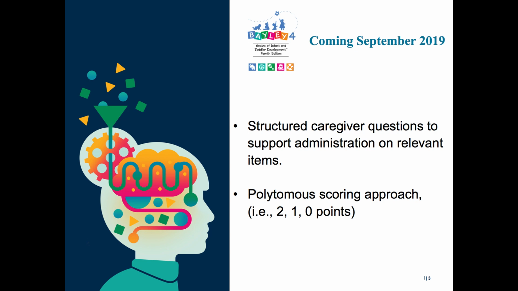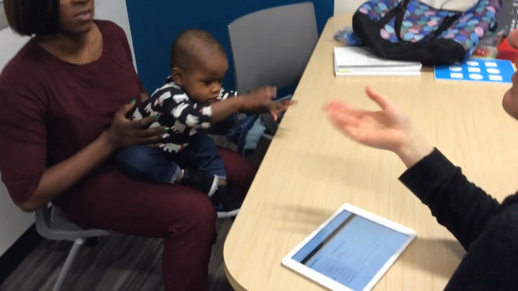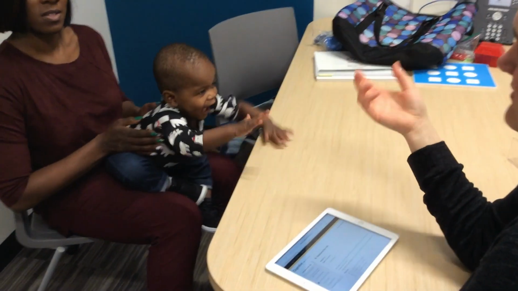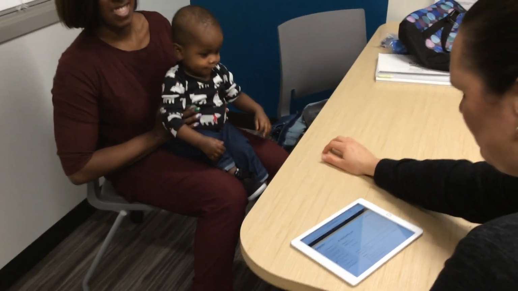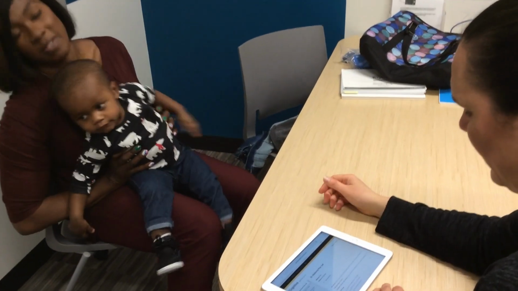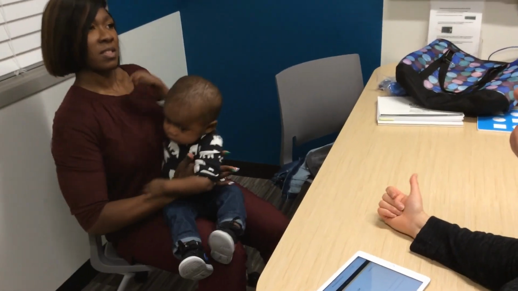Now, parents are actively included in the assessment, and we have new structured caregiver items in the Bayley-4. Let's see what that looks like as well. We're going to ask Mom some questions because as part of the Bayley, some of the items are actually only caregiver questions, and this is one of them. Okay. So when playing, does Isaiah pretend to do things like drink from an empty cup?